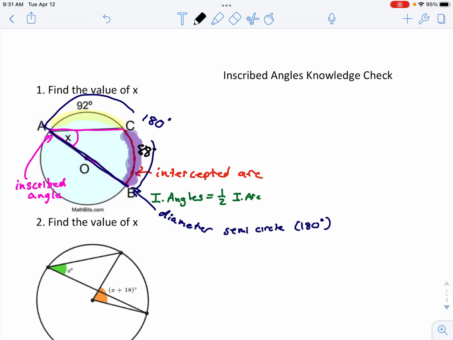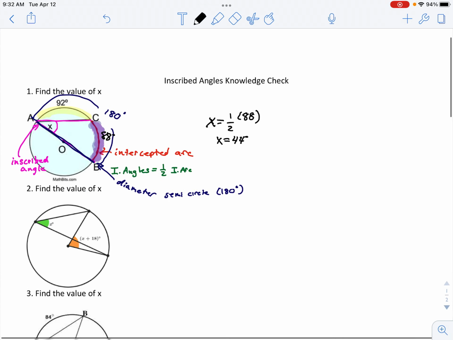And like I said, the inscribed angle x is equal to half the intercepted arc. So x equals 44 degrees. Okay, that's it. Let's put a circle around it. All right.